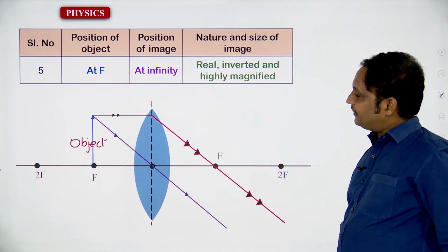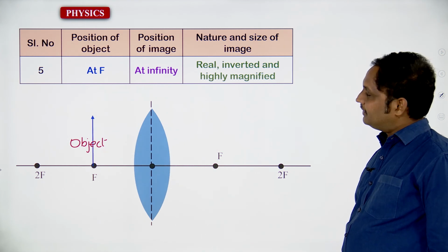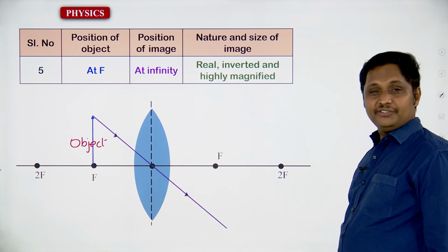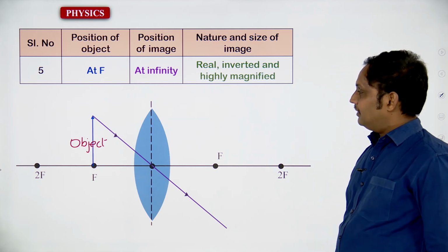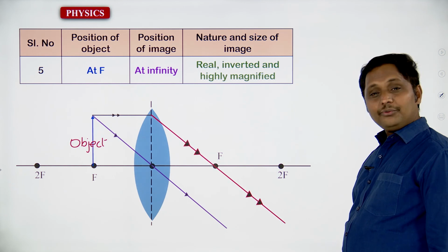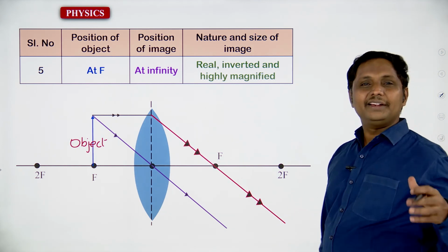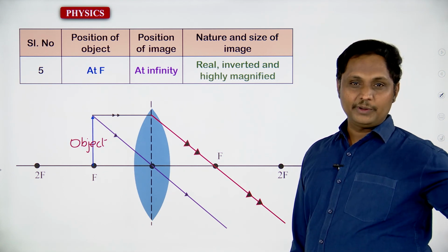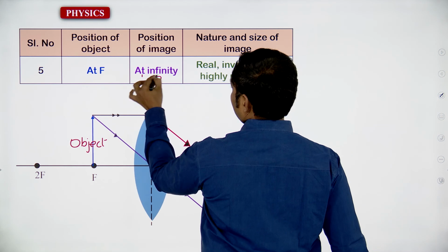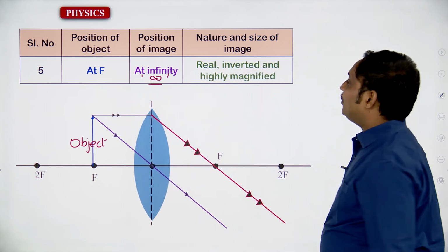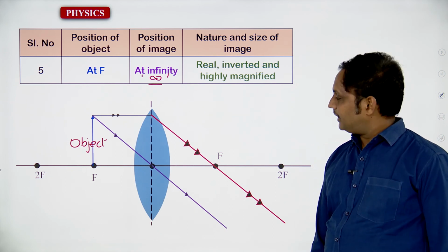When the object is there like that, this undeviated light ray passes through the center. The rays are not going to meet here; they will meet somewhere else, at infinity. It's very clear that at the infinity point they will meet, but the image is highly magnified. This is a special case we have to note.